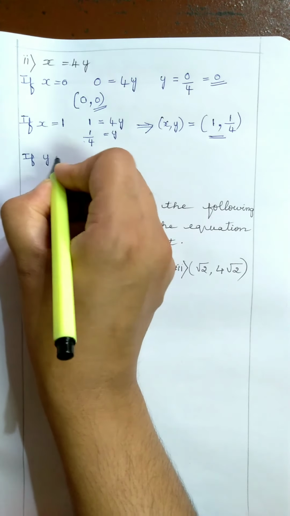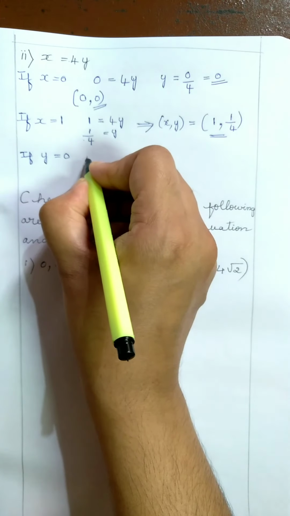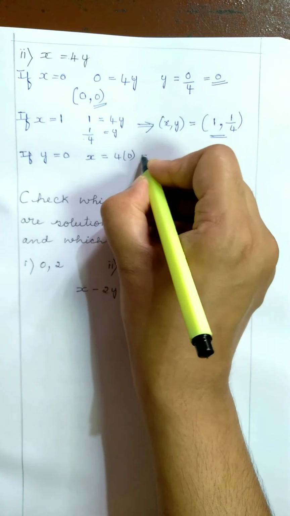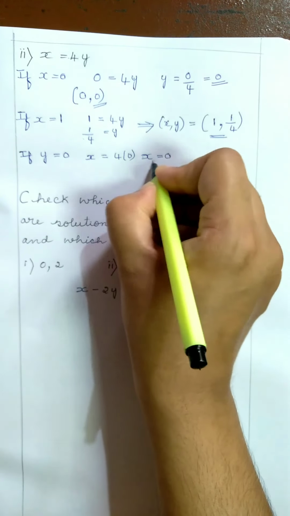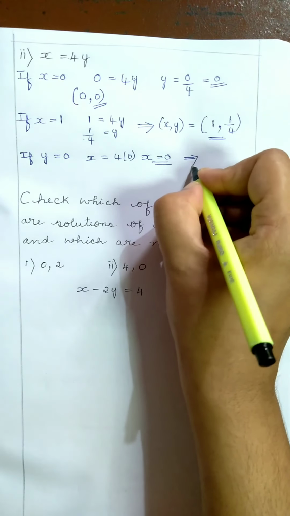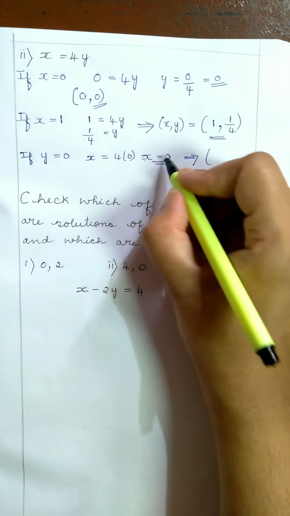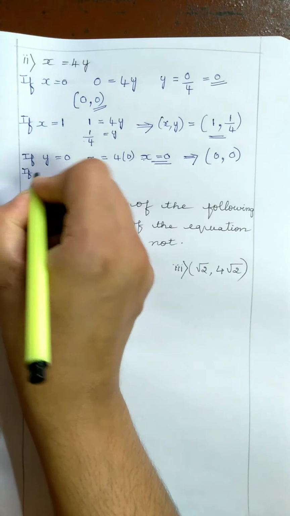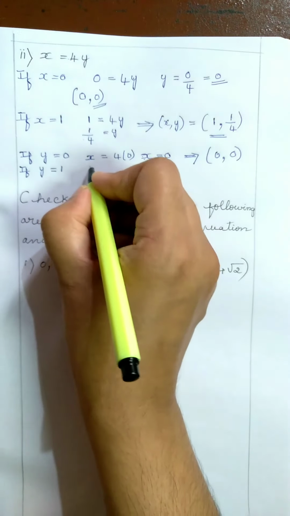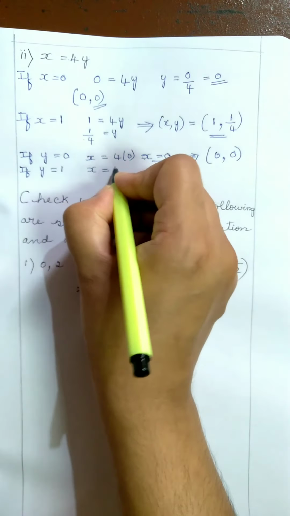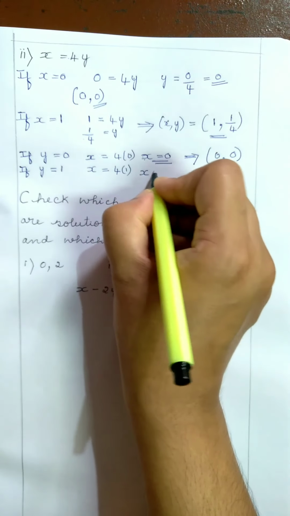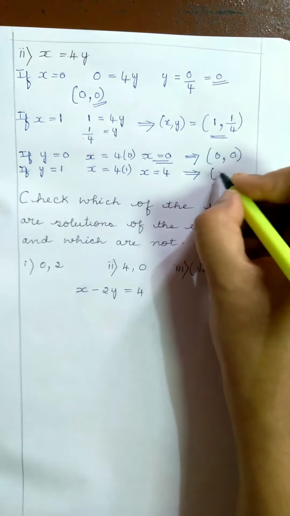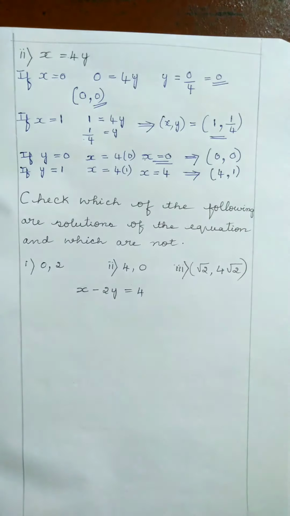Now, substitute for y. If y is equal to 0, we know that x is equal to 4 into 0. 4 zeros are 0. Therefore the value of x will be 0, and now the solution will be (x, y): x is 0 as well as y is also 0. Now let us take y equal to 1. When substituted, x is equal to 4 into 1. 4 ones are 4. Therefore, the x value will be 4 and the solution (x, y) is (4, 1).